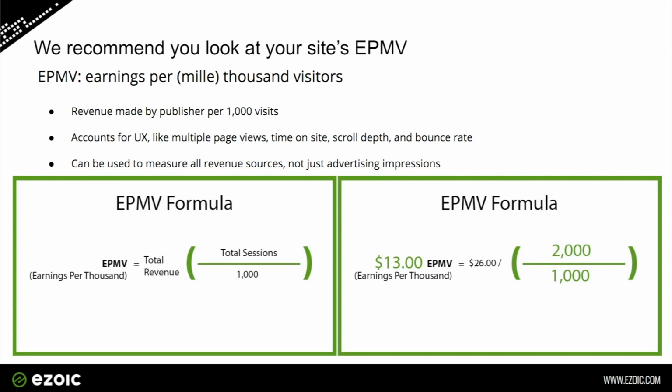As you've probably heard before, we recommend that you look at your site's EPMV and that you don't worry about these metrics. EPMV stands for earnings per mille, which is Latin for 1,000 visitors, so earnings per 1,000 visitors. This is the revenue made by a publisher per 1,000 visits. And what's best about EPMV is that it accounts for UX, like multiple page views, time on site, scroll depth, and bounce rate. And it can be used to measure all of your revenue sources, not just advertising impressions.